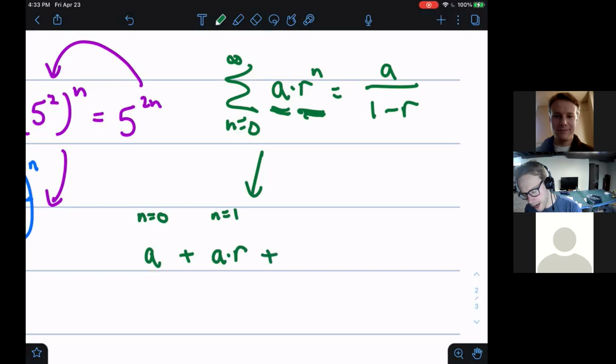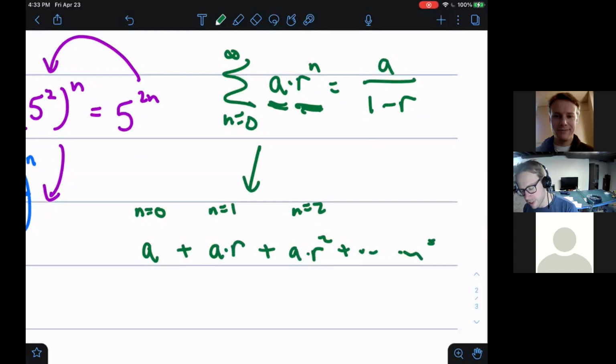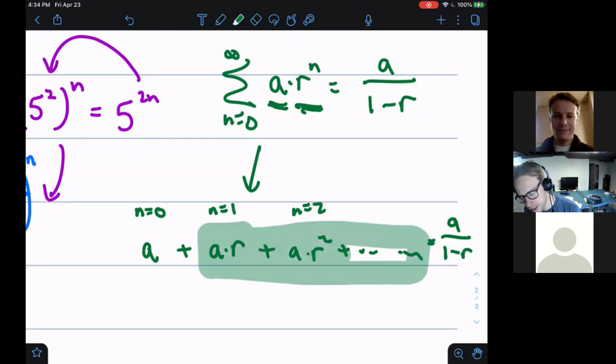And then if I plug in n equals 2, we're going to have a times r squared, right? And we're just going to keep on going forever and ever. And if we add up all of these terms here, this is what gives you the a divided by 1 minus r. So let's suppose that your problem, like you said, has you start not at n equals 0, but n equals 1. So you're really interested in the sum of all of these things.